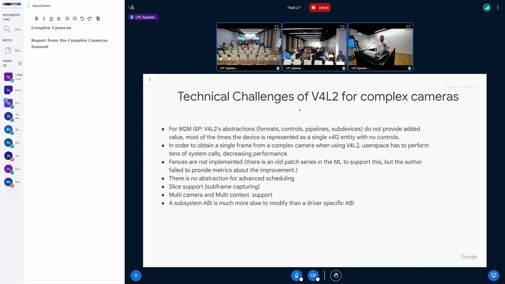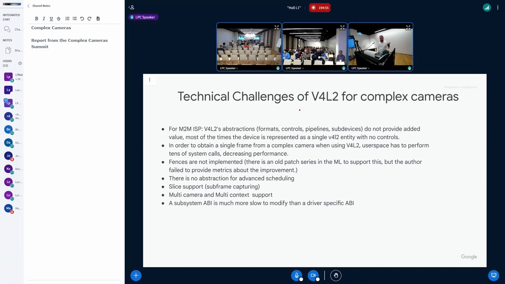There's no abstraction for advanced scheduling. When we look into these complex cameras, there's a way to send multiple buffers to the ISP, and the ISP can decide which of the frames are more important than the others. Imagine you are in your car: some of those buffers are more important, it's better that you don't crash than that your Skype conference crashes. Then there's support for anything different from a frame. Video for Linux is based mostly on frames, and slide support is missing. There's also multi-camera and multi-context support. Multi-context is going to land very soon. For multi-camera fusion, I think there's no API there yet.